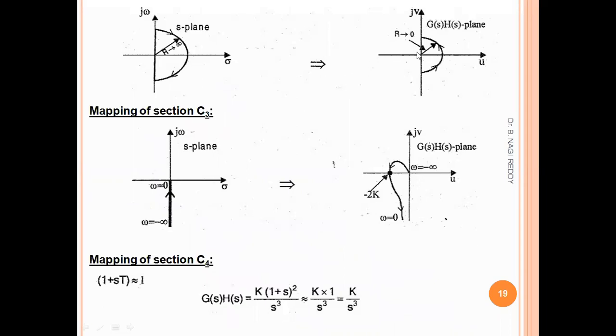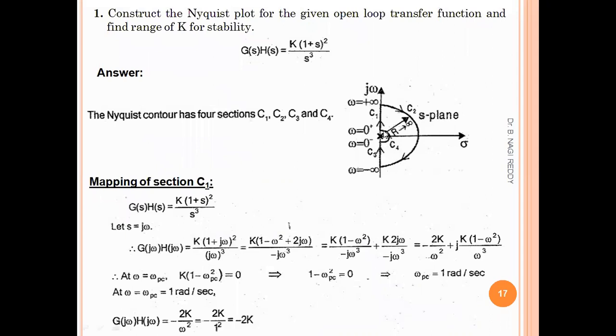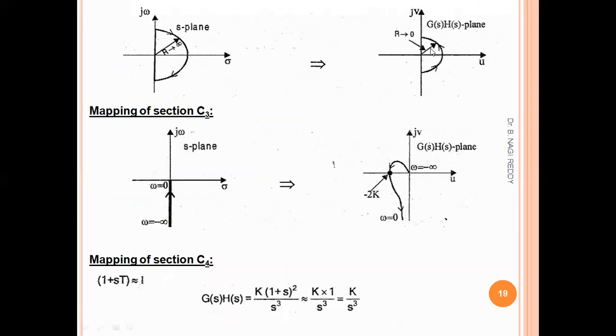So the resultant G(s)H(s) plane will have a zero magnitude, because the magnitude here is 0. You can see 0 at minus pi by 2, 0 at plus pi by 2. So the radius of the circle is 0, and it starts at minus pi by 2 and ends at plus pi by 2, right?